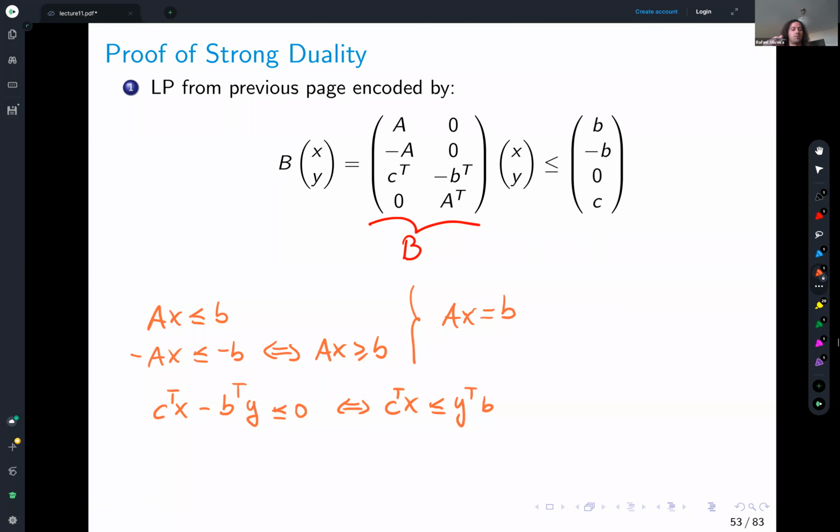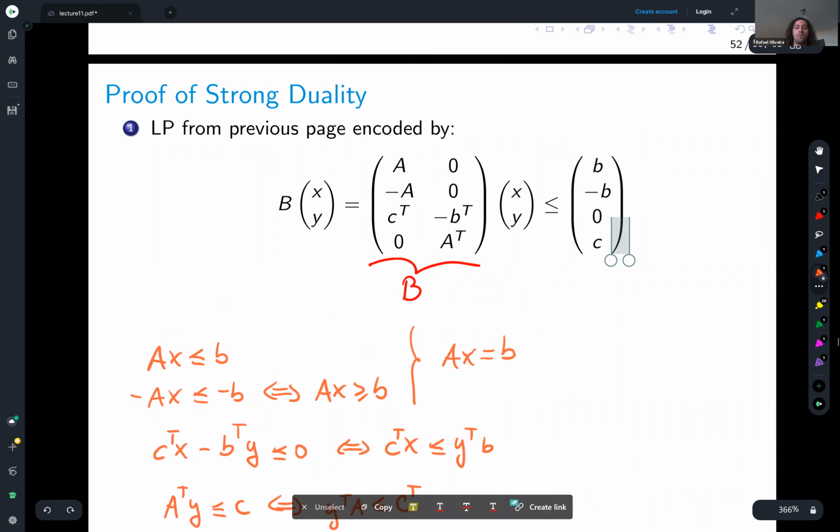So those are inner products of vectors, so you can always exchange them, right? Okay, so this is good. And the last inequality is just encompassing what? Like A transpose Y less than or equal to C, which is equivalent to Y transpose A less than or equal to C transpose, right?